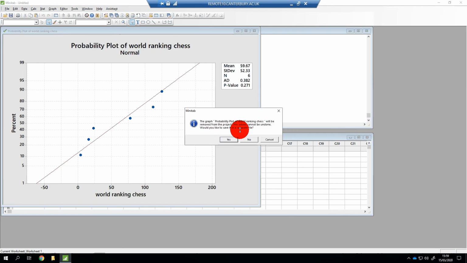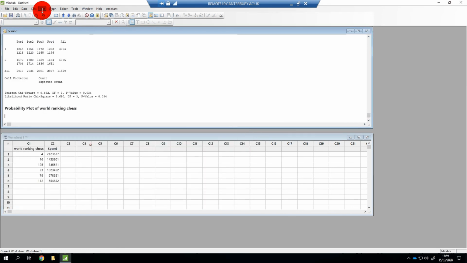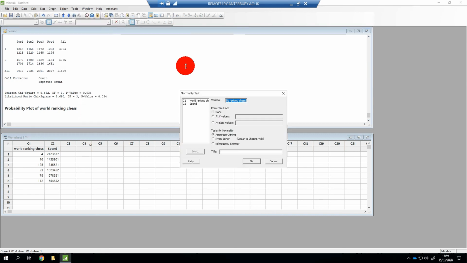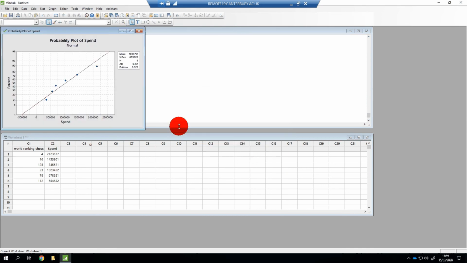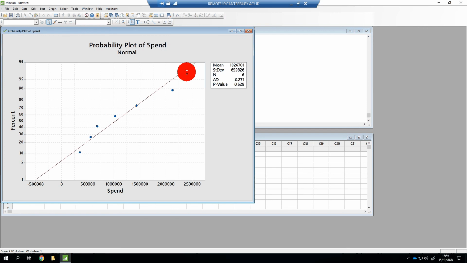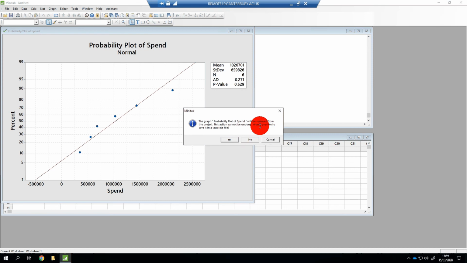What about the spend? Let's look at that. Basic statistics, normality test, and the spend on chess clubs. Let's click OK, and once again, the data seem to fit the red line fairly well. We get a p-value of 0.529, so that is again a value above 0.05, so we accept the null hypothesis. There is no difference between the normal distribution and our data. We can use these data for a parametric correlation analysis.